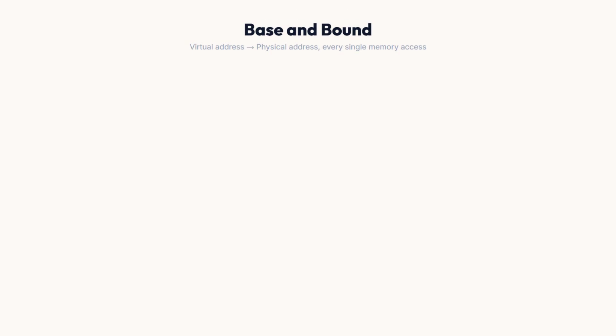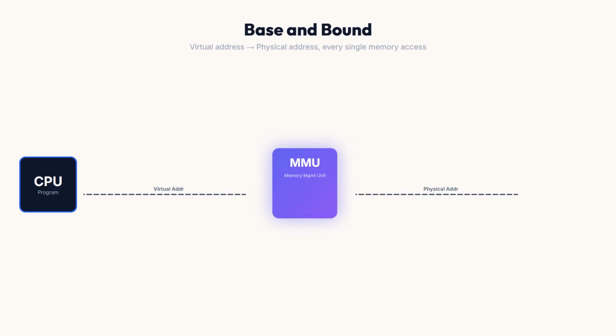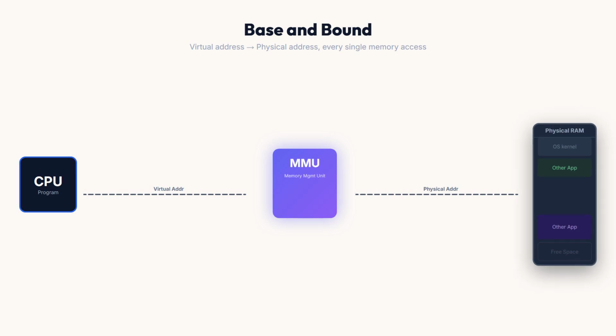In the late 1960s, hardware engineers introduced a specialized piece of circuitry inside the CPU called the Memory Management Unit, or the MMU. The MMU was designed to perform a simple, high speed magic trick.